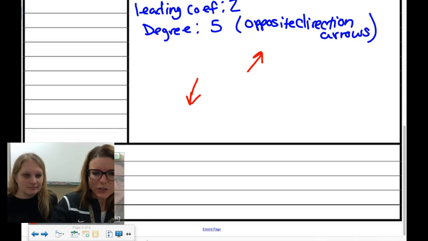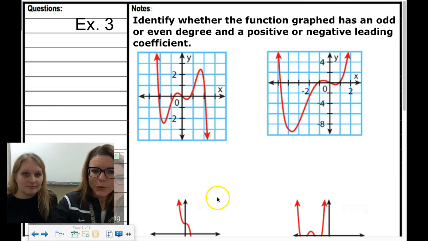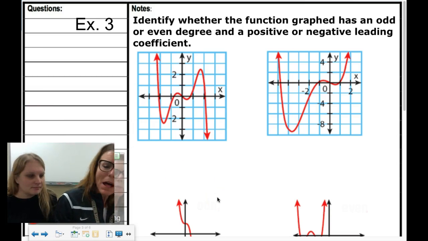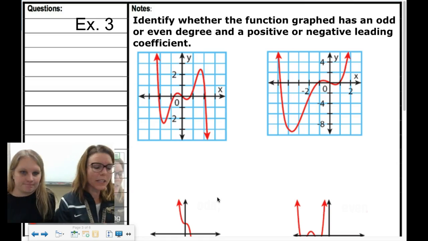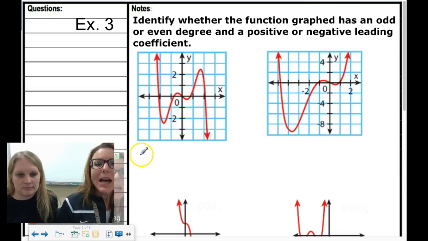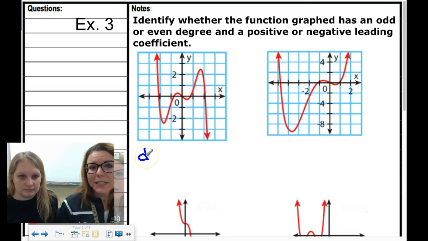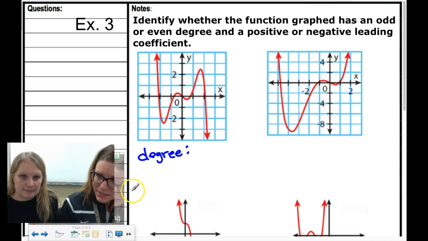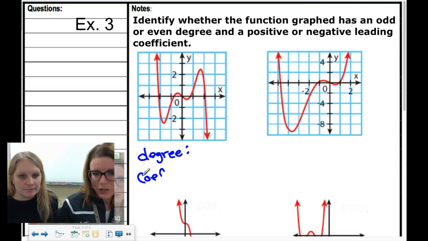Let's see. Next page there. Aha. Here we go. Now, we gave you a polynomial. We had you find the leading coefficient and the degree. What if now we give you a graph and we say, identify whether the function graph has an odd or an even degree and a positive or negative leading coefficient? So we're going backwards.